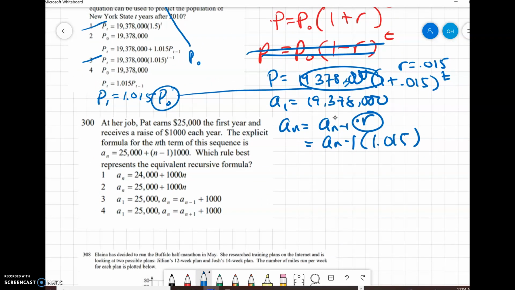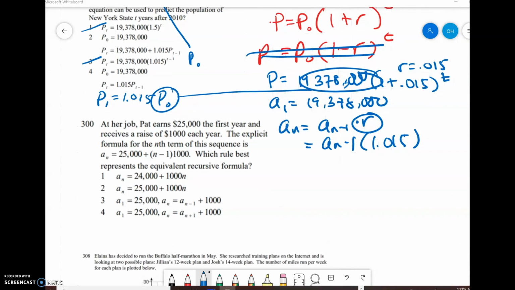Okay, now let's move on to the next one. So that leaves us at answer choice 4. Answer choice 1, answer choice 2 is some weird stuff. So it's just straight up wrong. Okay. So anyway, moving on. Next problem. Let's change colors.